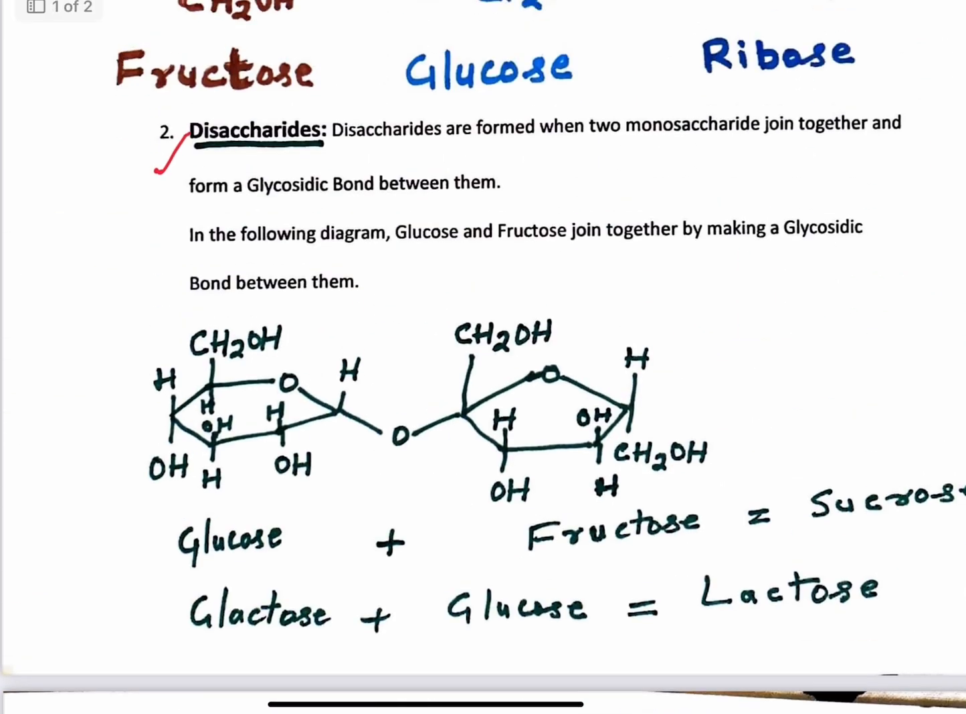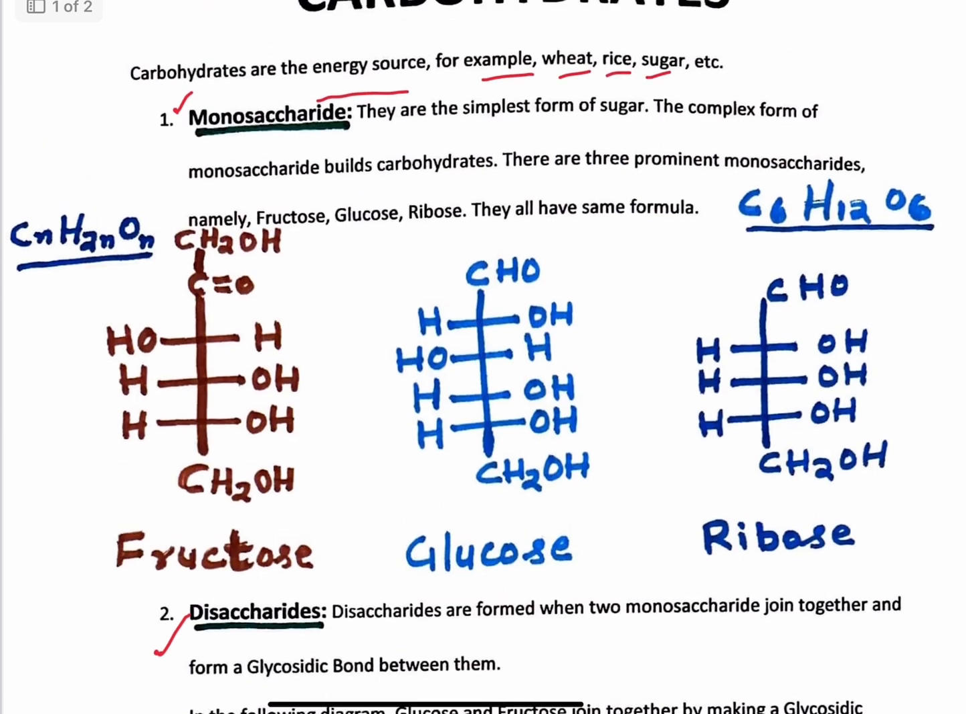So let's start with monosaccharides. As you see in the definition I wrote, they are the simplest form of sugar. The complex form of monosaccharides build carbohydrates. When the monosaccharides join together with the glycosidic bond, they make carbohydrates. Three prominent structures that come into daily use are fructose, glucose, and ribose.